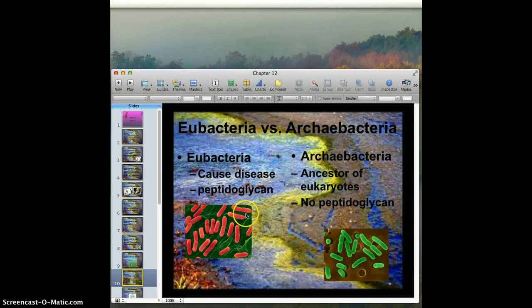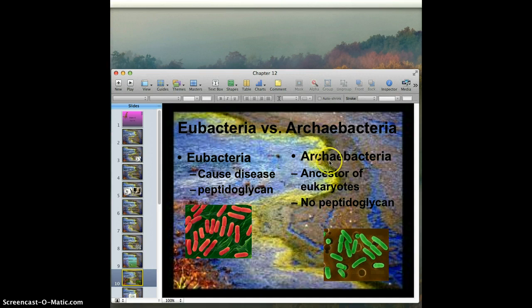And their cell walls, here they are. Some look like hot dogs, some are round, some are spiral. But they have this layer in their cell wall, this chemical called peptidoglycan. We're not going to go into too much detail about this, but it does help them to invade a body. It's harder for them to be broken down, and that's what allows them to get in and make you sick.